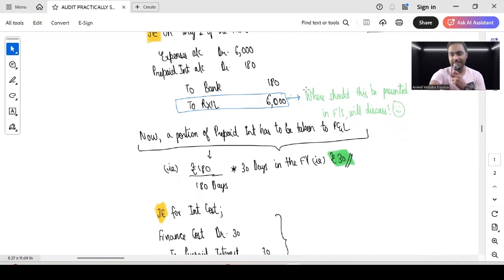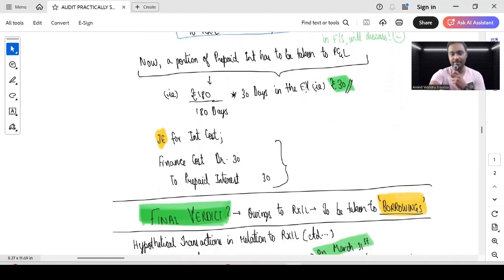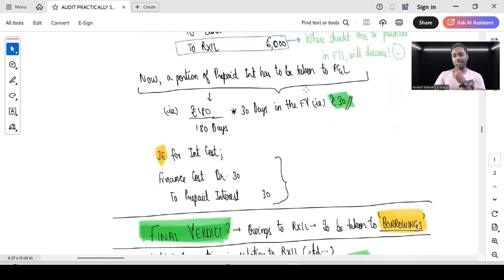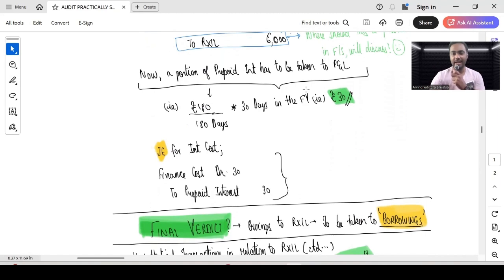So the point of discussion here is, where should this RXIL balance be taken? Final verdict, now I'm telling you the answer. It should be taken to borrowings. That is our point of view, our perspective, and a few people also agreed upon it. But there are still companies and firms who take the stance of taking this to acceptances or directly to trade payables. Our perspective is that it should be taken to borrowings, and let me enumerate why borrowings is a better stance.